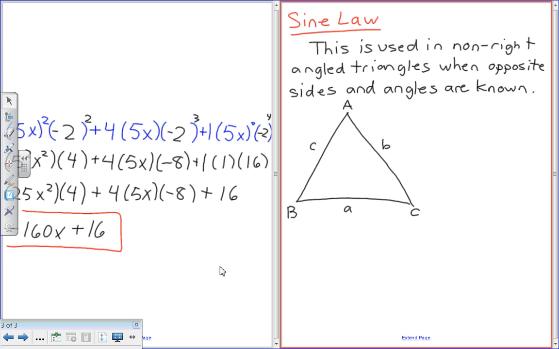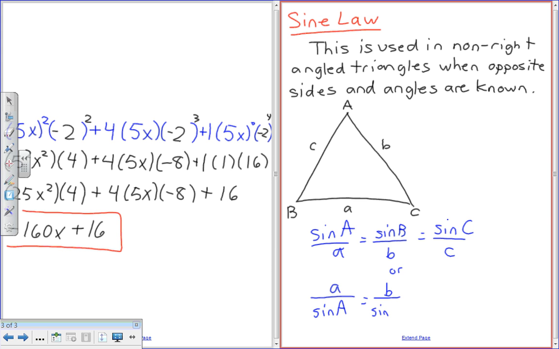I'll give you a second to scribble this down. My equation, which should look familiar to some people, is sine A over A equals sine B over B equals sine C over C, or A over sine A equals B over sine B equals C over sine C.